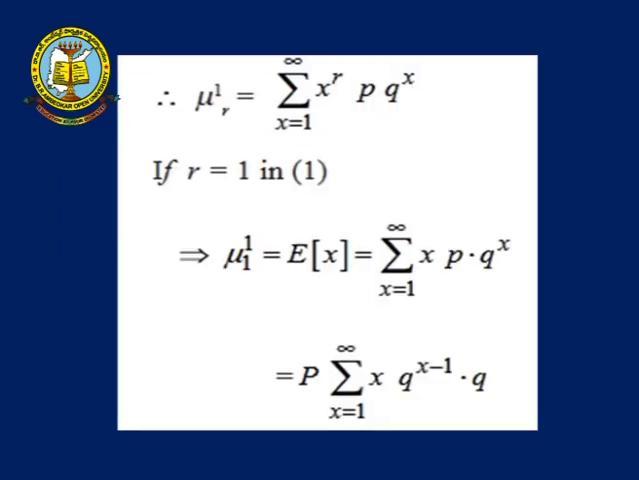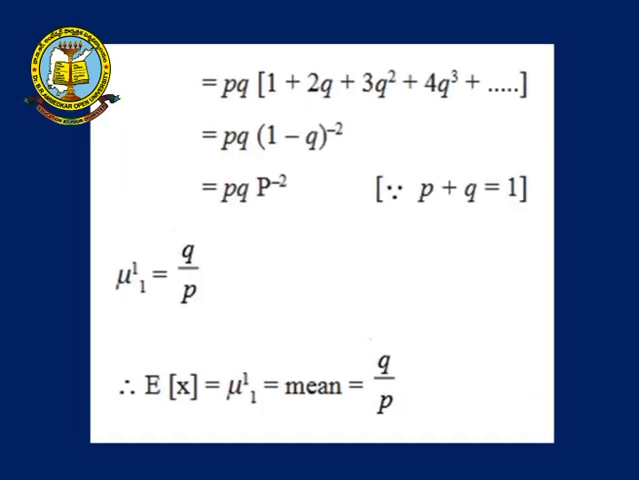The fundamental formula: mu r dash is equal to the summation of x is equal to 1 to infinity of x power r into p into q power x. Suppose r is equal to 1, we are substituting here. Mu1 dash is equal to E of X, the summation of x is equal to 1 to infinity of x into p into q power x. So p is a constant, I am taking it in front of the sigma. P into the summation of x is equal to 1 to infinity of x, where p plus q is equal to 1, so therefore I am writing here q into q power x minus 1.